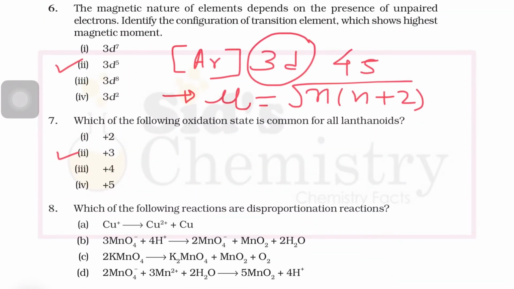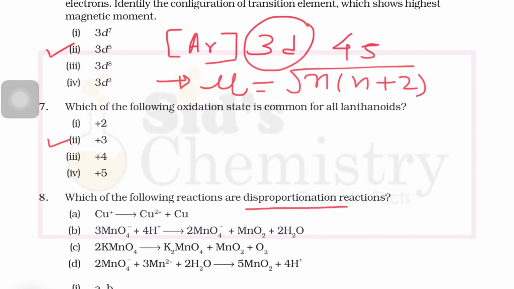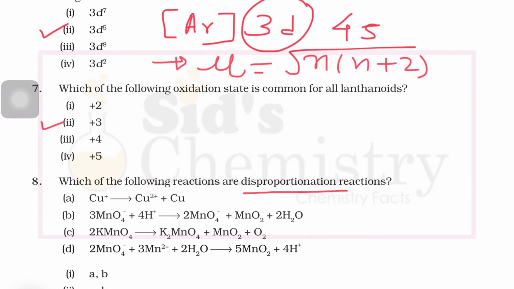Now coming to question number 8. Which of the following reactions are disproportionation reactions? Friends, the word disproportionation means the reactant molecule gets oxidized as well as reduced. It means both reactions occur in the same reactant molecule. Now let us understand the reactions and find out where it happens.